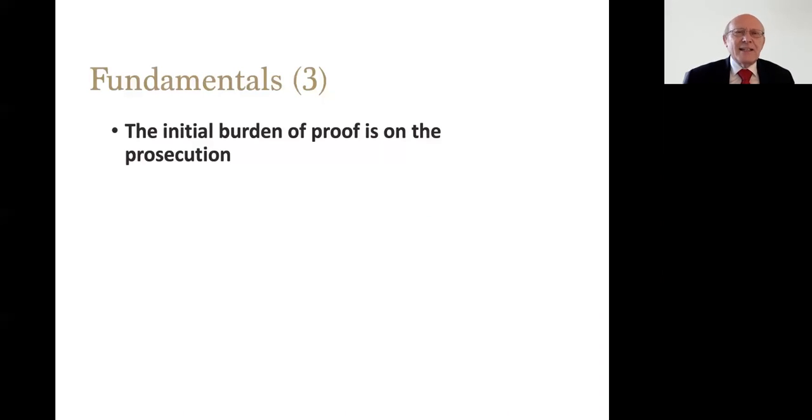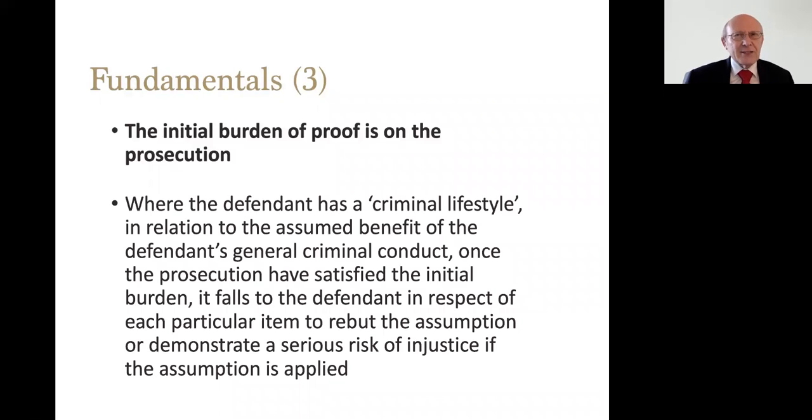We mustn't forget that the initial burden of proof is on the prosecution. And that's true even where the criminal lifestyle assumptions are engaged. So where the defendant has a criminal lifestyle, in relation to the assumed benefit of his general criminal conduct, the prosecution first have to satisfy the initial burden of proof, and only then does it fall to the defendant in respect of each particular item to rebut the assumption or to demonstrate a serious risk of injustice if the assumption is applied.